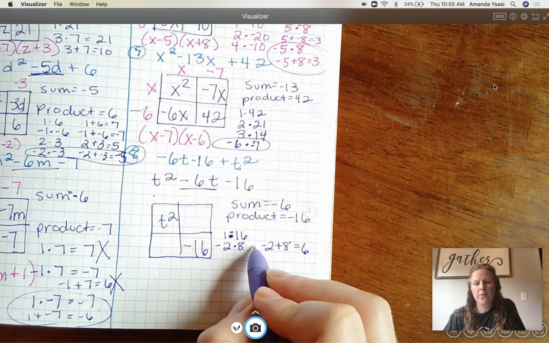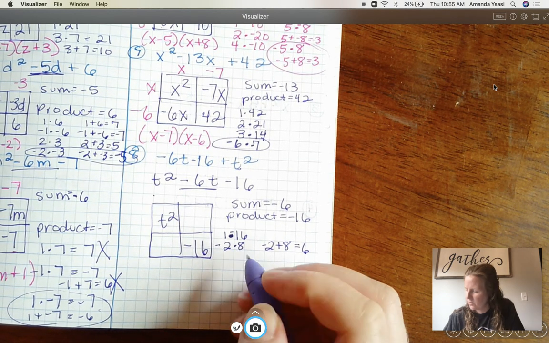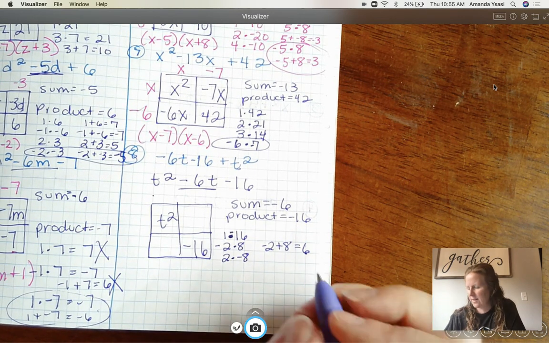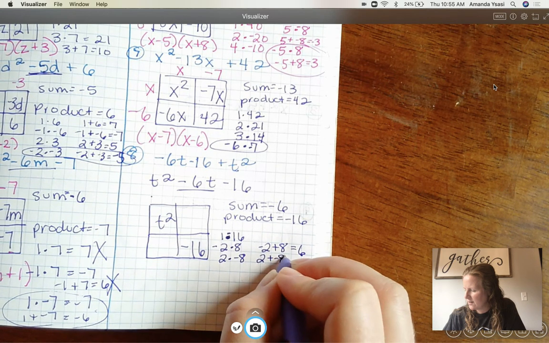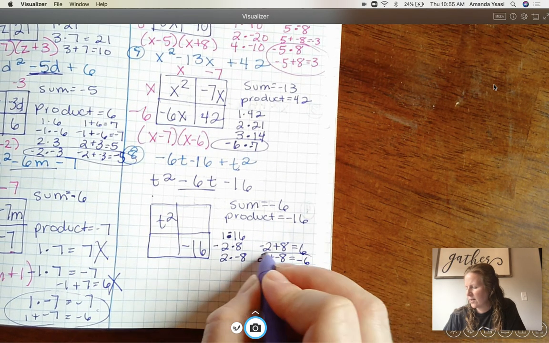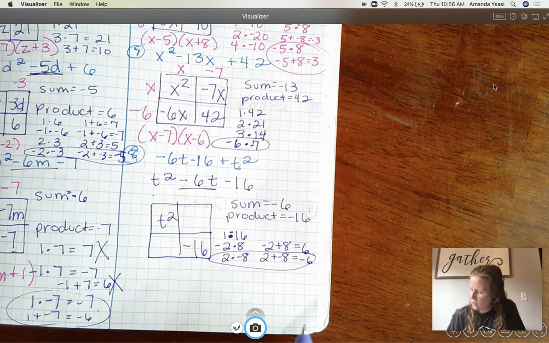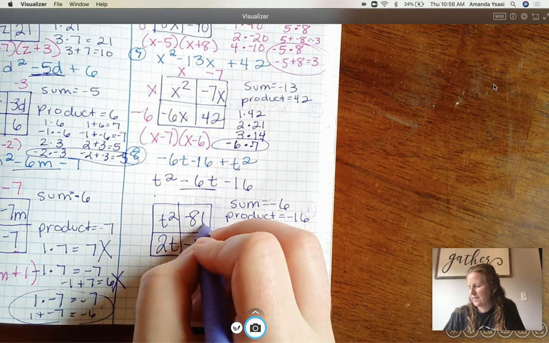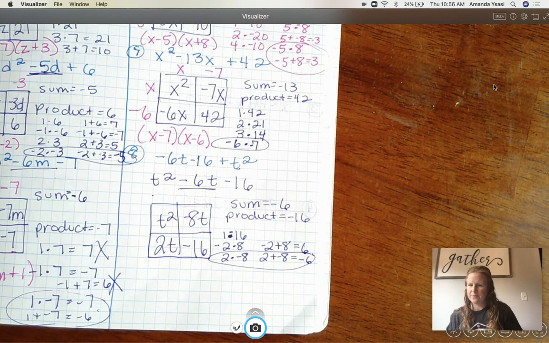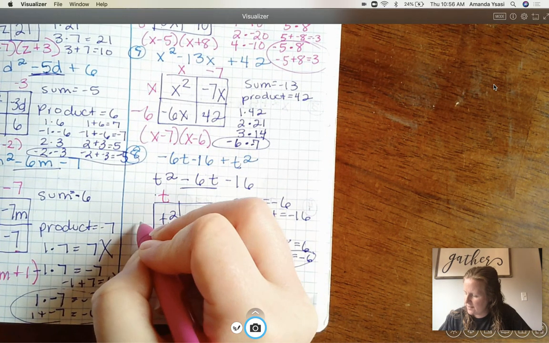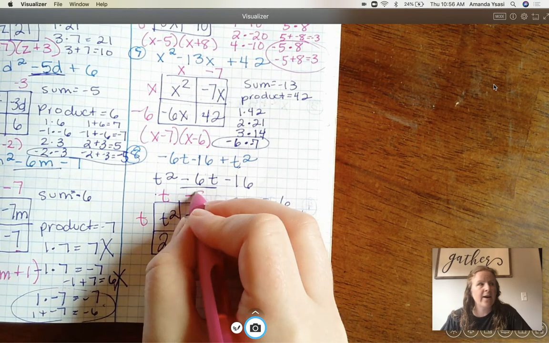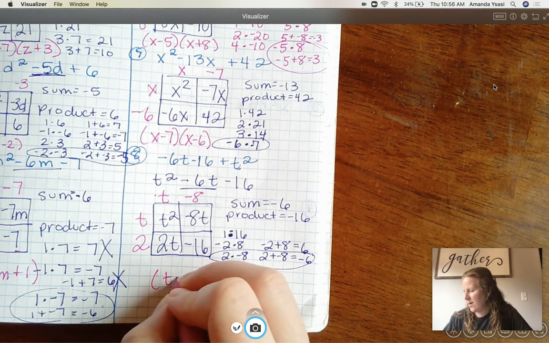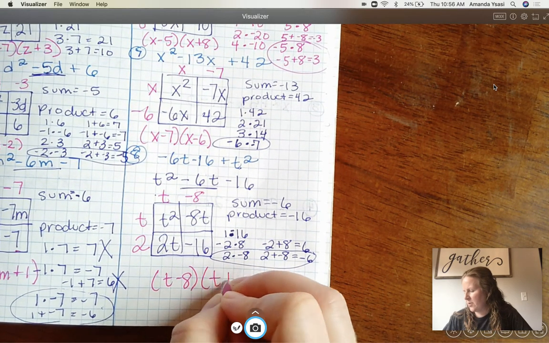So we know we're on the right track, but we need to change where the sign goes. So what about 2 times a negative 8? That still gets negative 16. We got 2 plus negative 8. That gets to negative 6, so that's it. So we put 2t and a negative 8t. So this is t and this is t. This is a negative 8 and this is a 2. So this is t minus 8 and t plus 2.